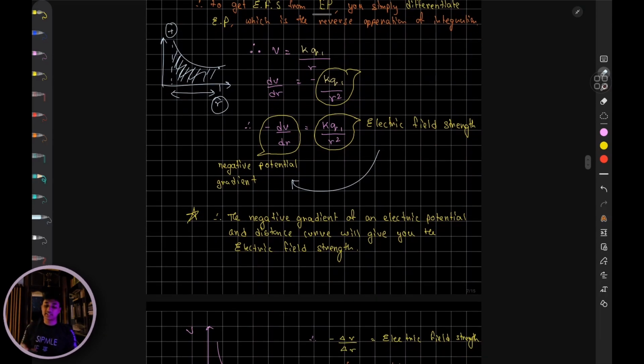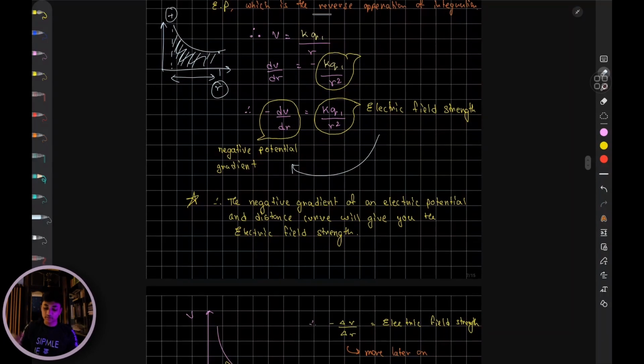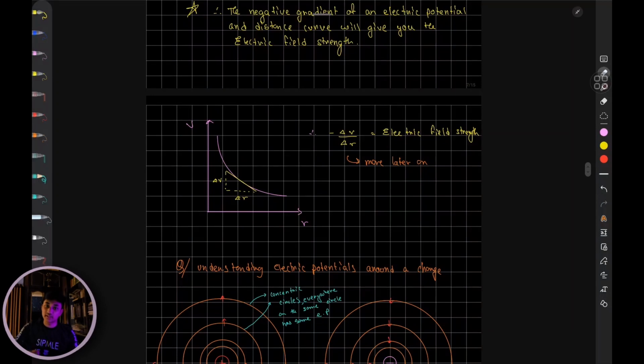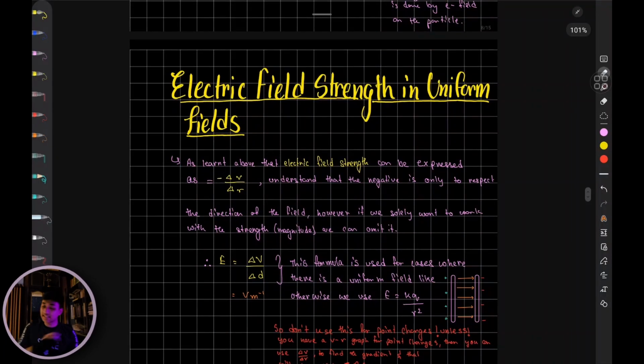If you carry out the same thing and write the formula down, you're going to see that electric field strength is equal to the negative gradient of the potential curve. What does that mean? That the gradient at any point is going to give you the magnitude of electric field strength. Now, don't get confused by this negative sign. This negative sign is nothing but a sense of direction. It's denoting the direction of the nature of the charge.